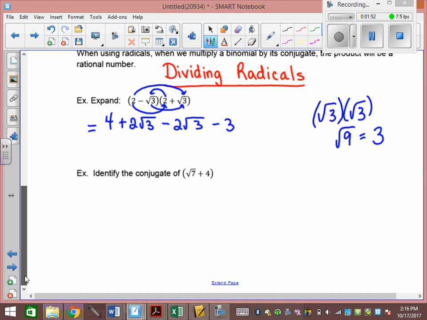And then you collect like terms. 2 root 3 and negative 2 root 3 cancel, and I'm left with 4 minus 3, which is 1. Now what I did there was I actually multiplied by the conjugate. The conjugate means the exact same two binomials, but opposite sign.